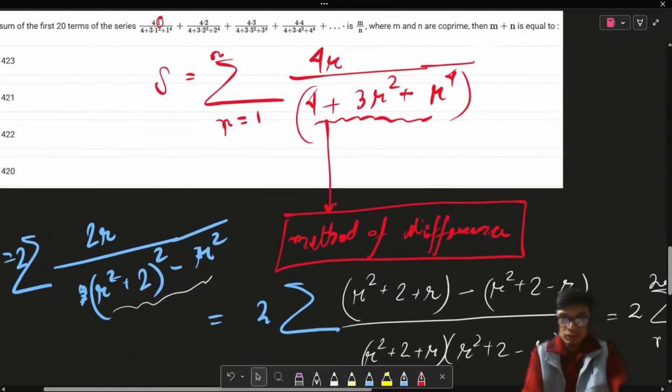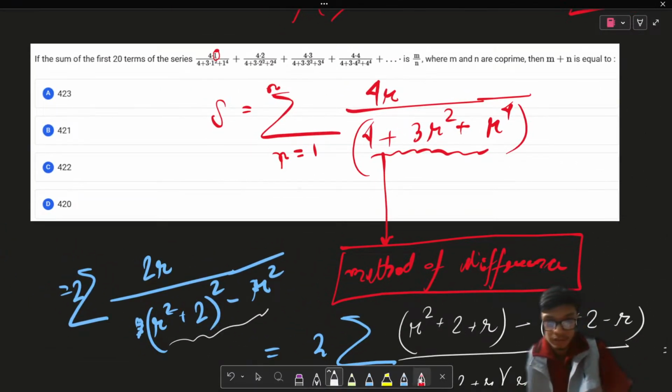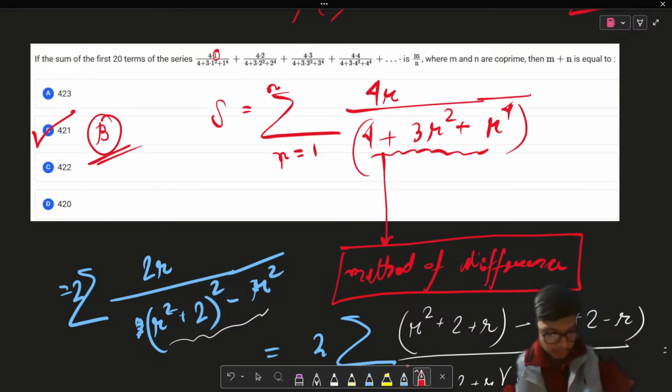The sole purpose of showing you this question is to recall the concept of the method of common difference. So the result is going to be option number B. Alright, so these are the few simple problems that we have discussed so far in today's lecture.